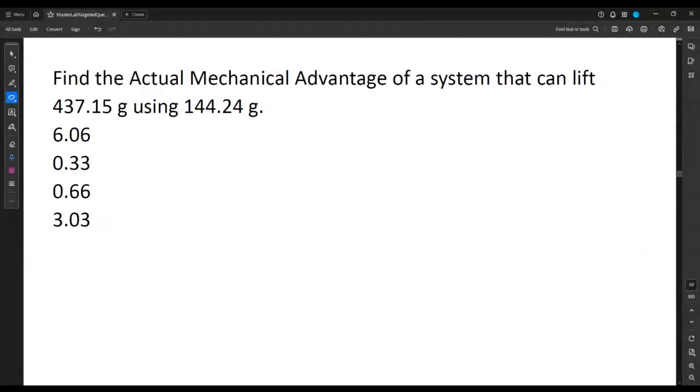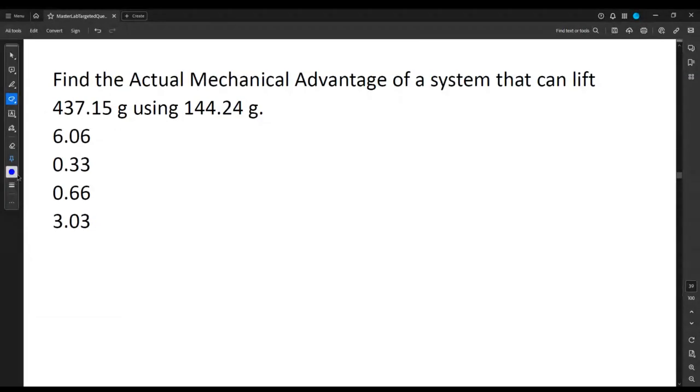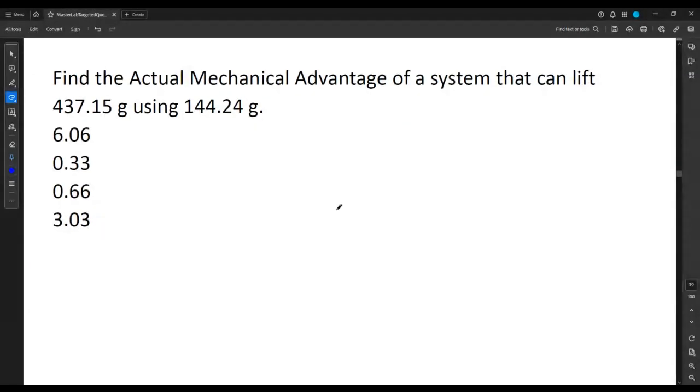Okay, then 2 more. We're almost done with this group. We want to find the actual mechanical advantage of a system that can lift a certain number of grams using another number of grams. Now, technically speaking, this should be done with forces. But if everything's under the influence of the same gravity, then we can assume gravity is constant in all these places and technically cancels out. So let me show you how that works.